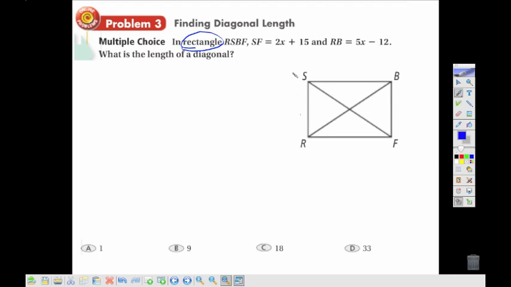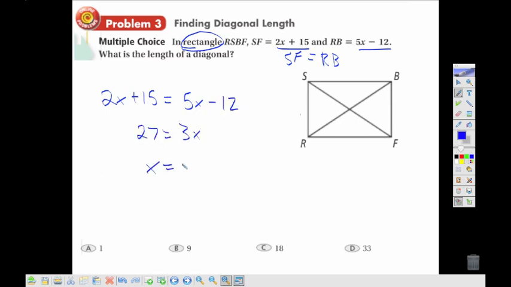Okay, so if I want to find my diagonal length, they tell me it's a rectangle, so I know SF is equal to RB. And so I just take the values they give me and set them equal to each other. I solve it, and I get x equals 9. Now we want to be careful here and read the question carefully. They asked for the length of the diagonal. I've just marked 9. I haven't really answered the question. I've just given the value of x.